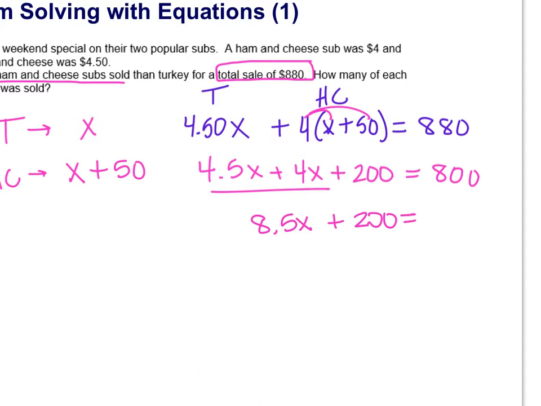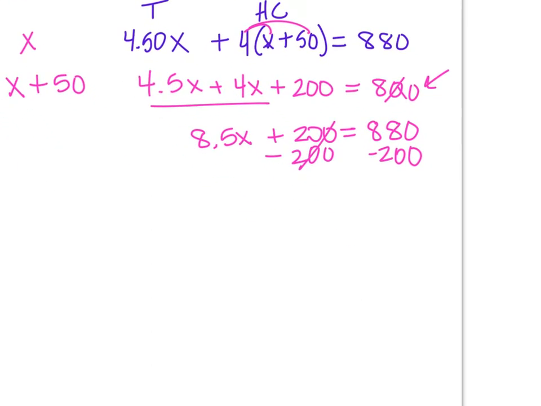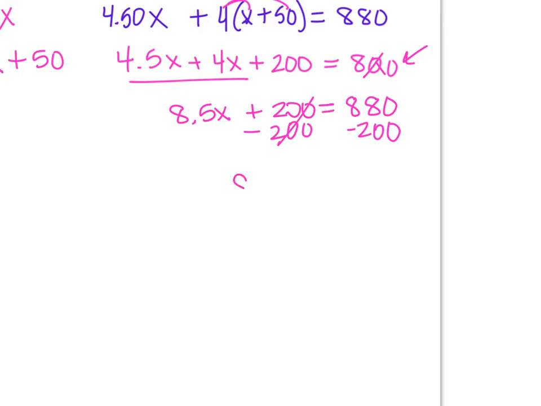And are you proud of me for catching it? It's not 800, it's 880. So make sure you are copying numbers down correctly because that makes a difference. Alright, solve for x, we'll subtract 200 first. Move this up here. So we have 8.5x is equal to 680. Then we divide both sides by the 8.5. And x is equal to 80.